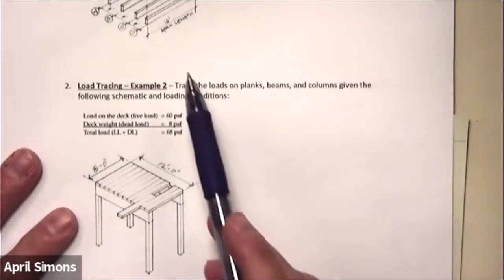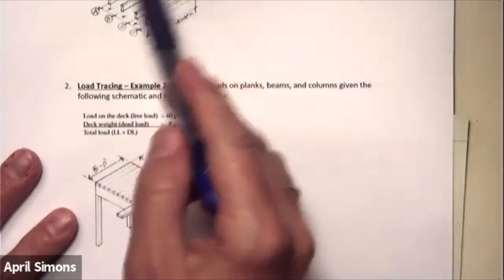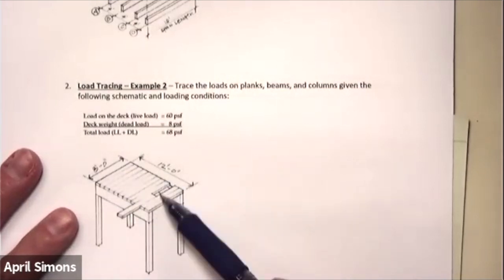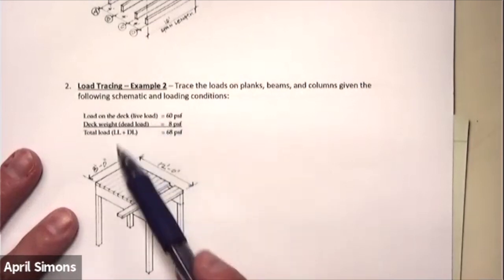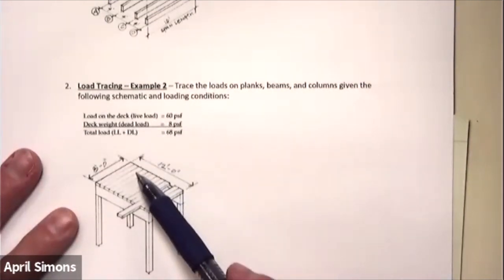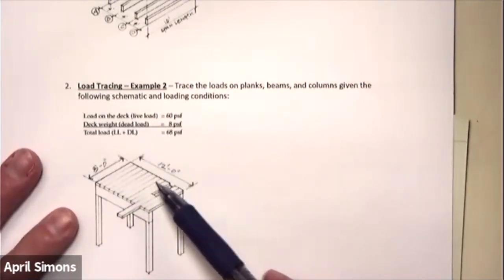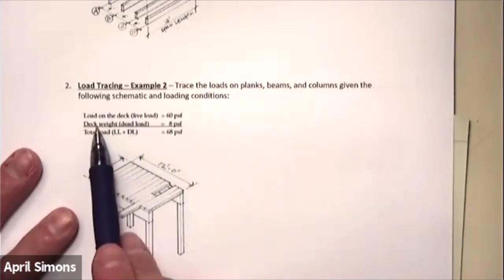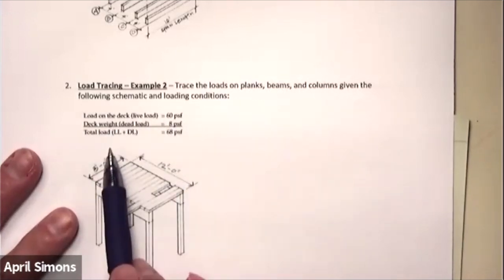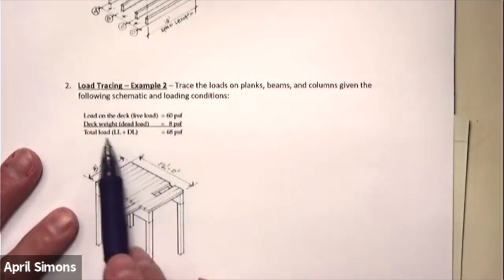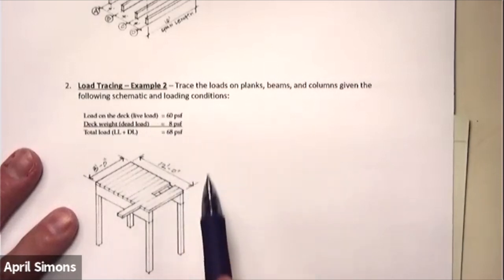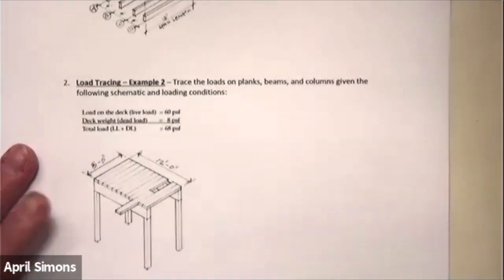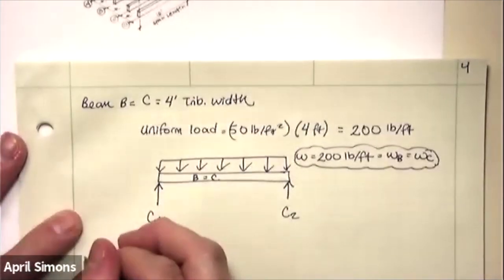So now instead of given the uniform load on the entire decking system, we're asked to actually calculate the uniform load on the planks, given the load that will be placed on top of this deck. So we're given that the load on the deck itself is 60 PSF live load, 8 PSF dead load from the weight of the deck itself. So that's 68 PSF that we'll use to trace the load. So this is example 2.